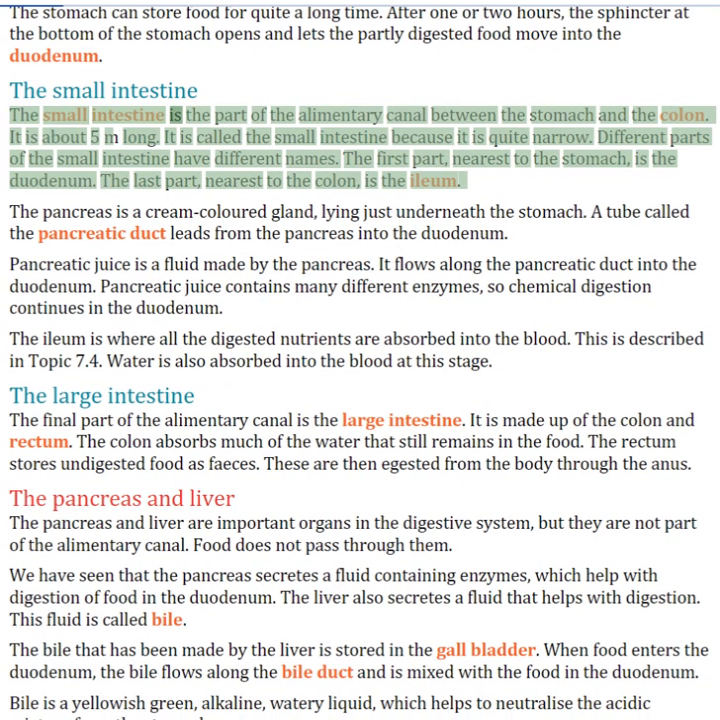The small intestine. The small intestine is the part of the alimentary canal between the stomach and the colon. It is about 5 m long. It is called the small intestine because it is quite narrow. Different parts of the small intestine have different names. The first part, nearest to the stomach, is the duodenum. The last part, nearest to the colon, is the ileum.